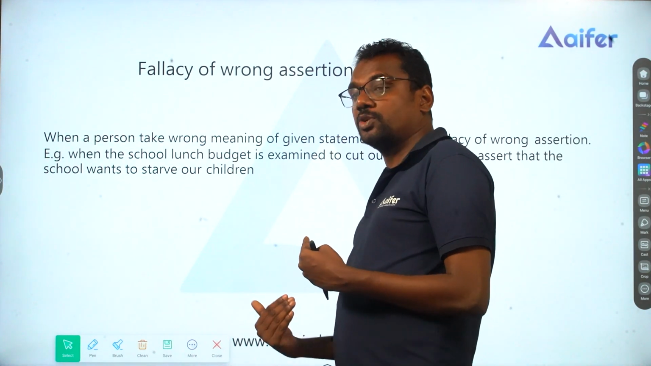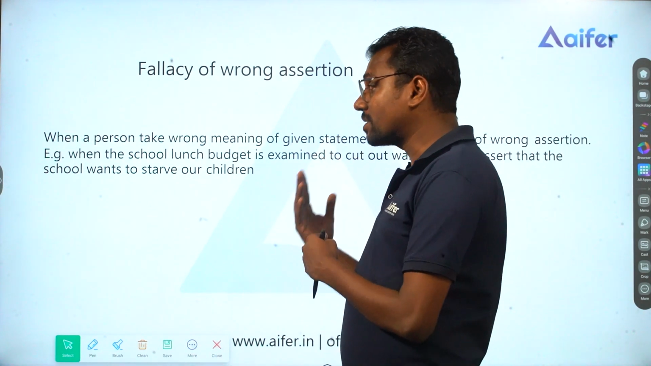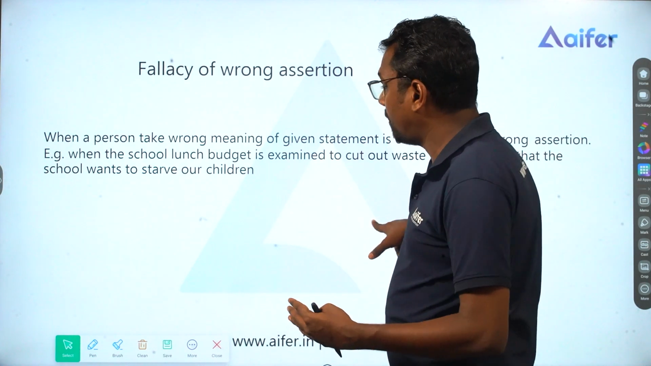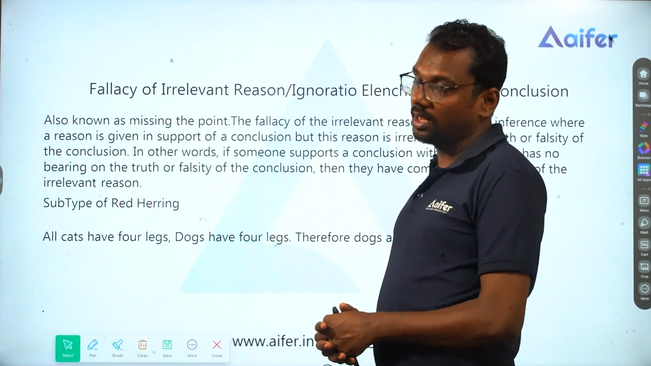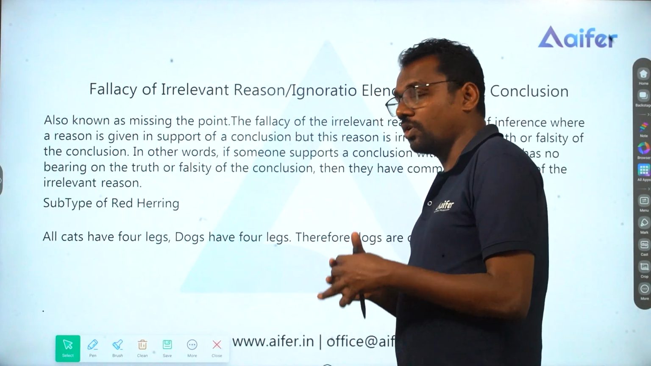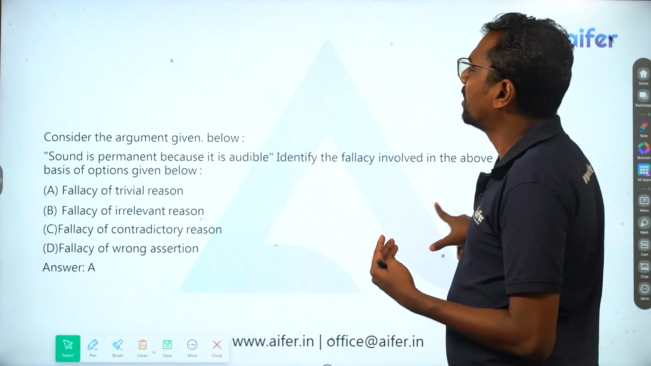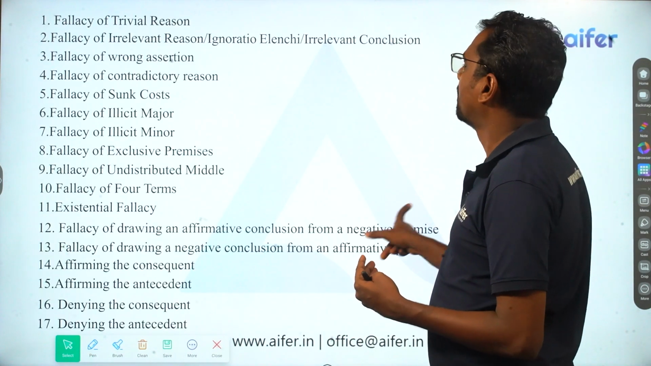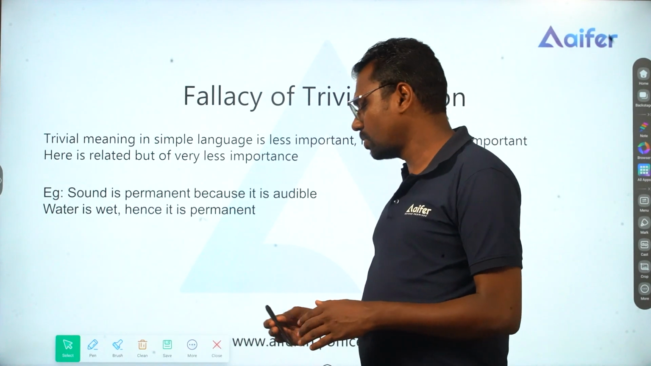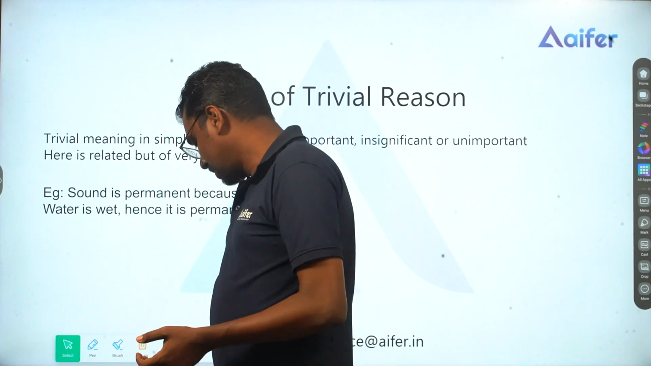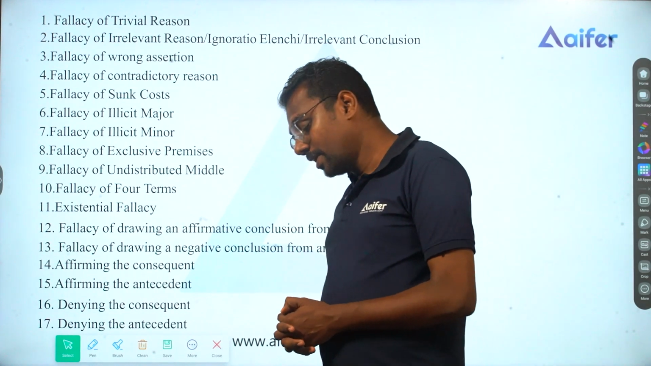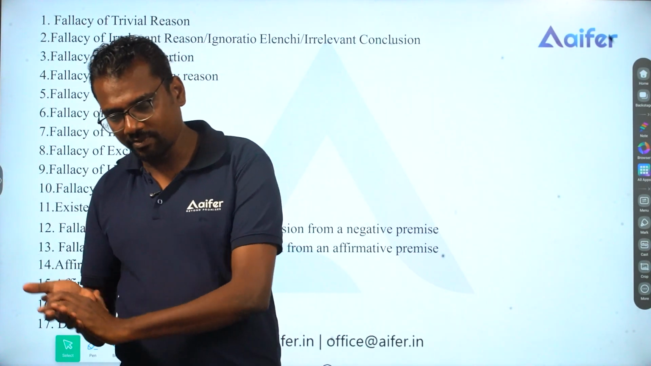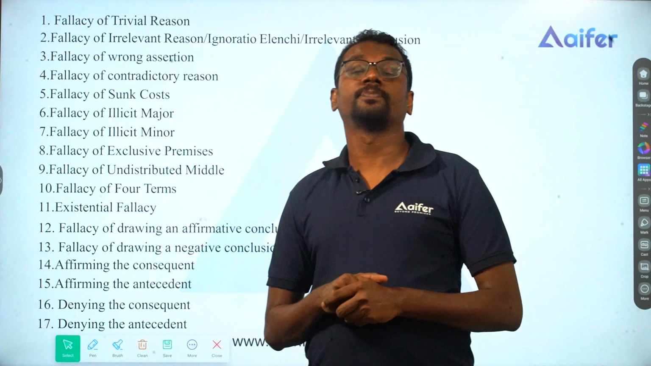Then we have fallacy of wrong assertion. When the school budget is reduced to prevent wastage, parents think that they want to starve their children. Then we have irrelevant reason: all cats have 4 legs, dogs have 4 legs, giving an irrelevant reason. Then we have trivial reason, which gives less important reasons. So this is the first set of fallacies we had to discuss, and we will be discussing the remaining fallacies in the upcoming videos.